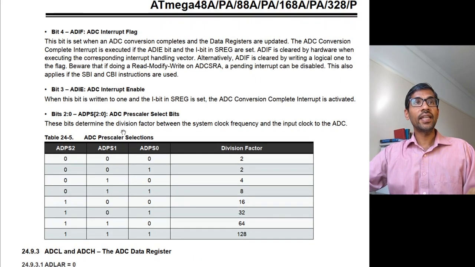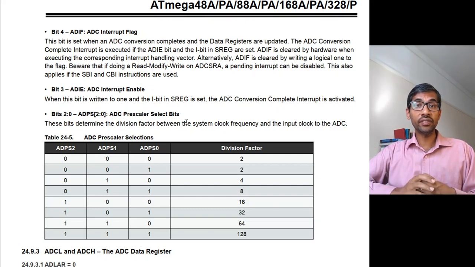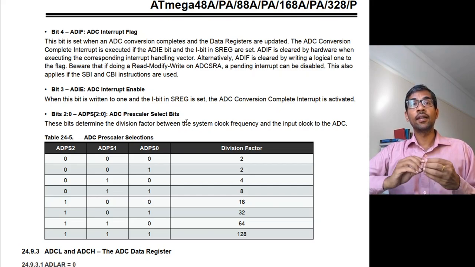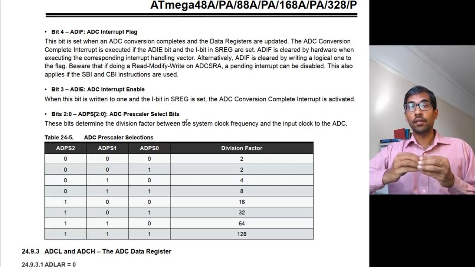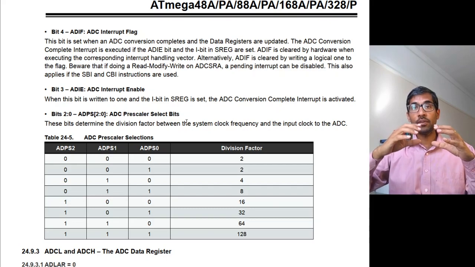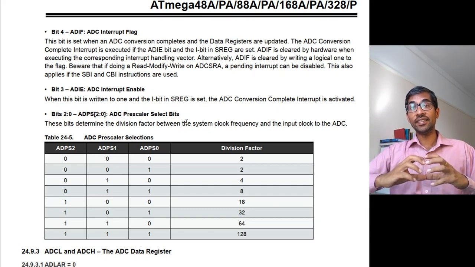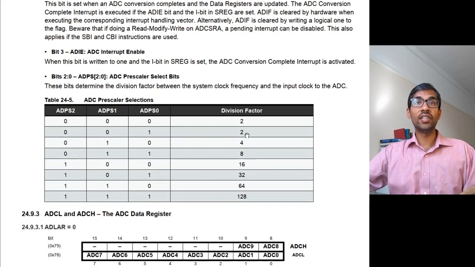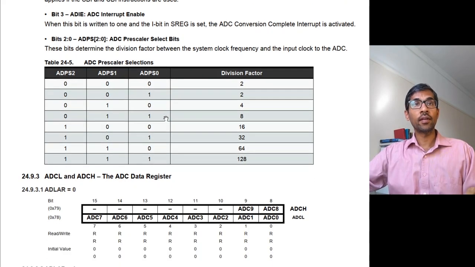Okay, then we have the last 3 bits, which are the ADC prescaler select bits. Remember, we talked about the ADC prescaler, and we said that from the system clock you can derive an ADC clock. Okay, and you can have different division factors, and you can select the prescaler for those values.